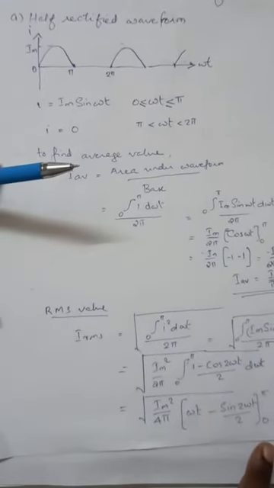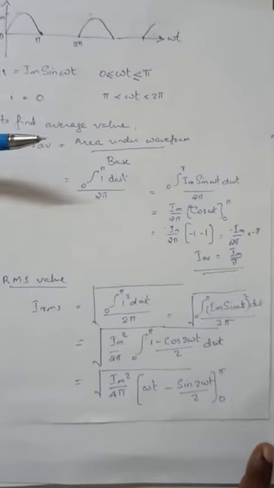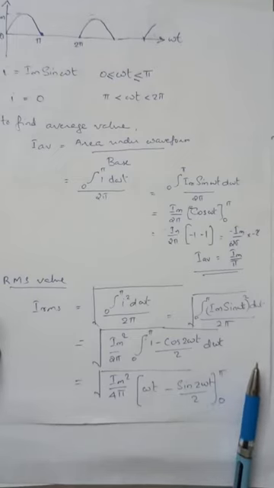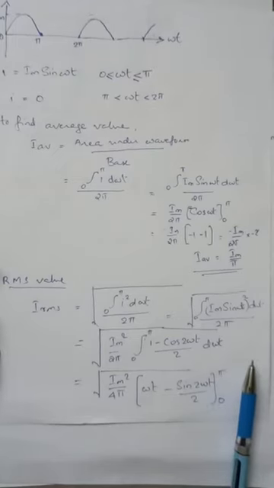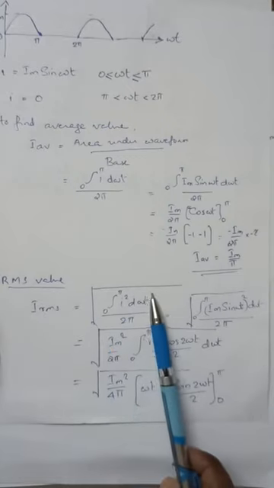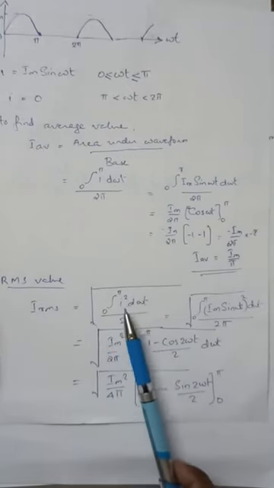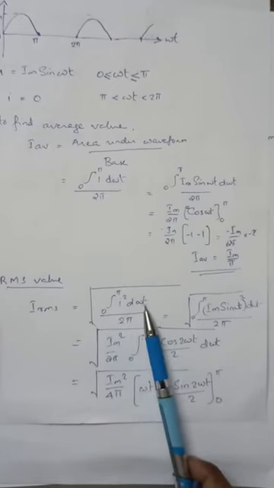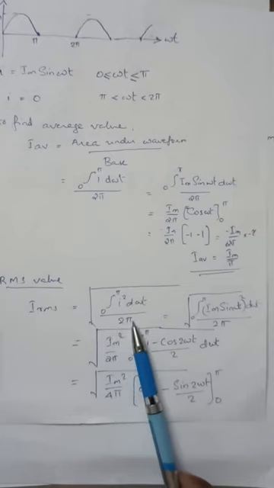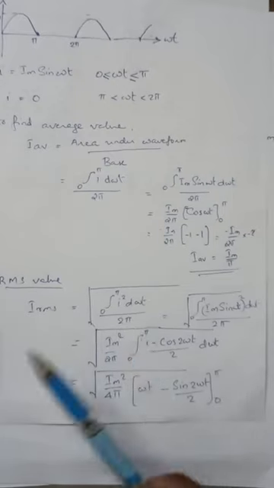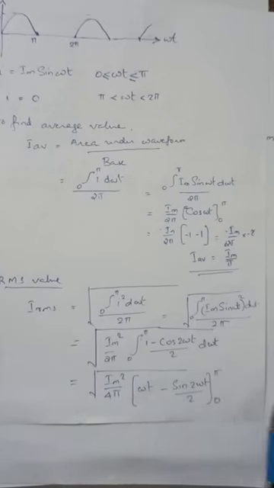Now we can calculate the RMS value. RMS value is calculated as area under the squared waveform divided by base and taking the square root of that. For that we are taking integral 0 to pi i square d omega t divided by base 2 pi. Root of mean of squared value, that is root mean square value.